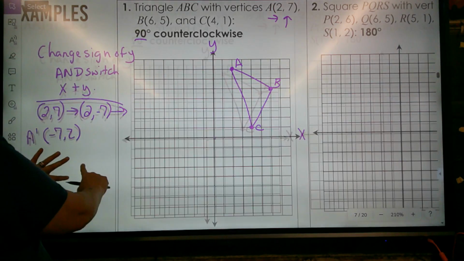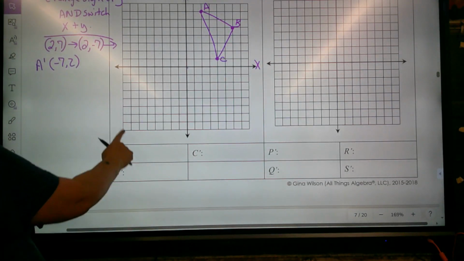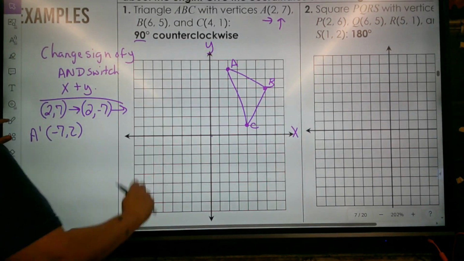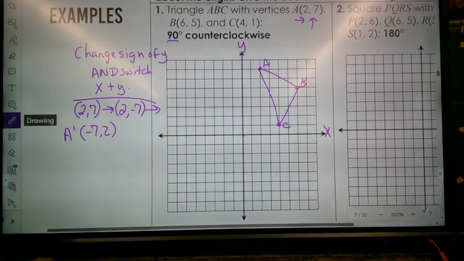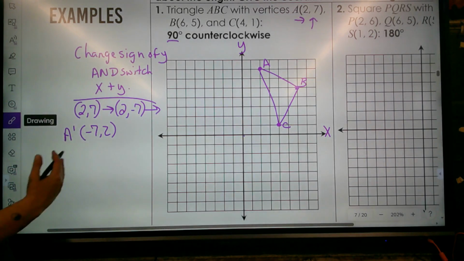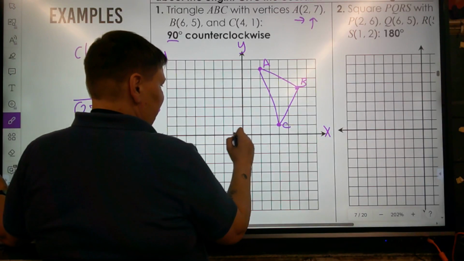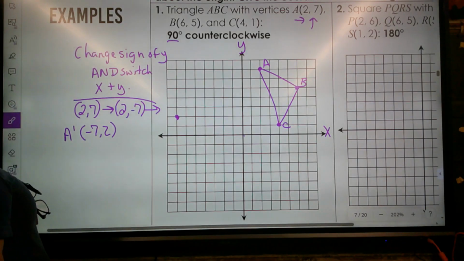Make sure when you're writing your primes, you put it down here where it belongs. I'm putting it over here so that you can see the graph as big as possible. You see what I'm doing here? I'm trying to make the graph as big as possible so you can see it. So A prime is negative 7, 2. So left 7, up 2. Is that right? Change y and switch. Negative 7, 2.